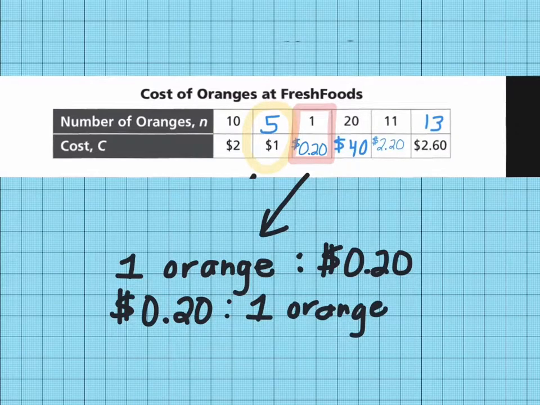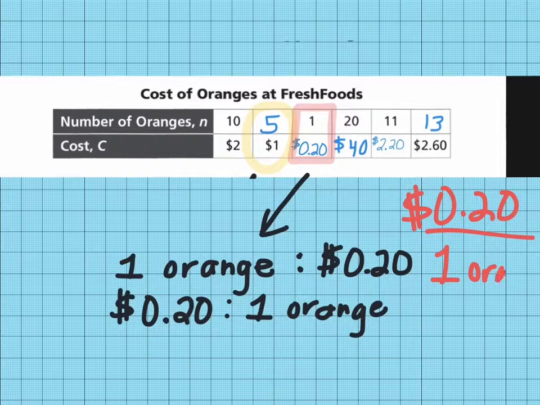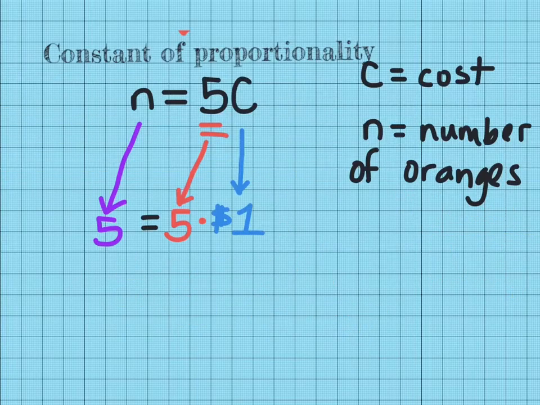The second unit rate that we saw in this table was 1 orange costs 20 cents. That's another example of a unit rate. So right here, 1 orange colon 20 cents, or 20 cents colon 1 orange. And again, you could also write it like this in fraction form if that's better for you, as long as you use your labels, which are key in solving proportions.